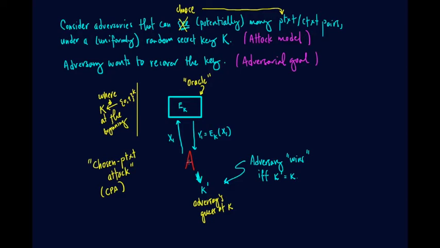And we're saying now it's going to ask many of them. So there's going to be some x2, and of course it's not going to be in reverse order. It asks an x2 and it gets back a y2. Y2 is equal to e sub k of x2, and so on.